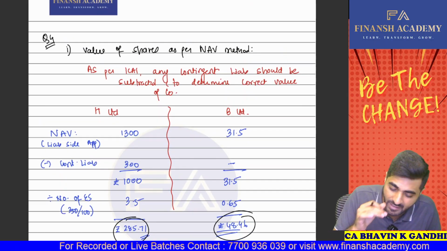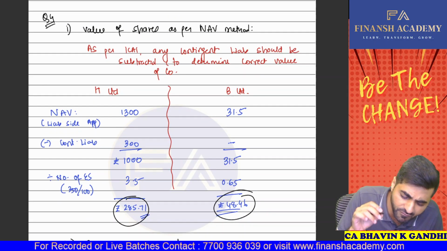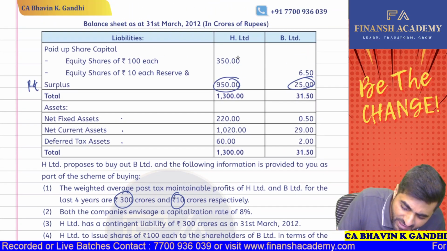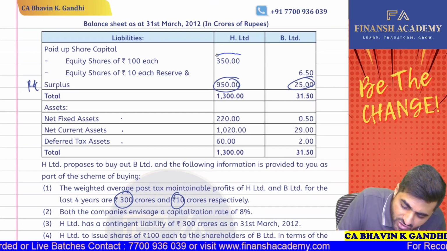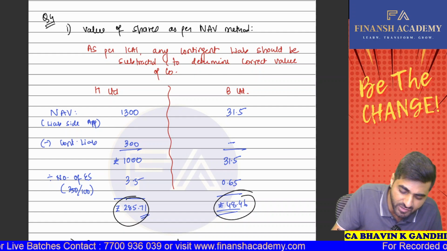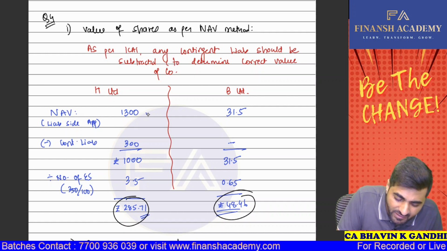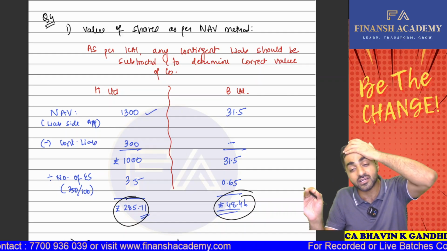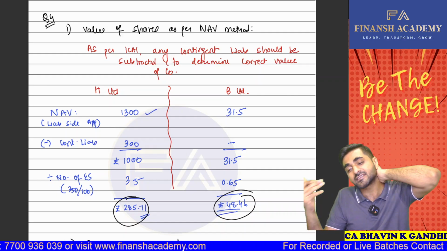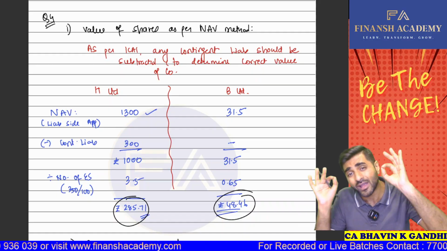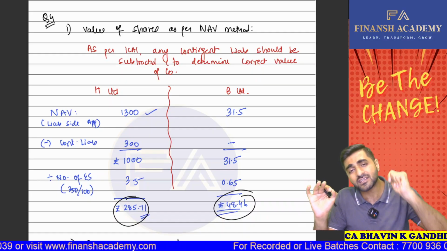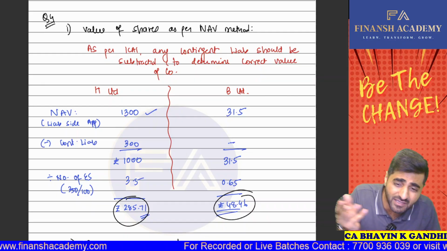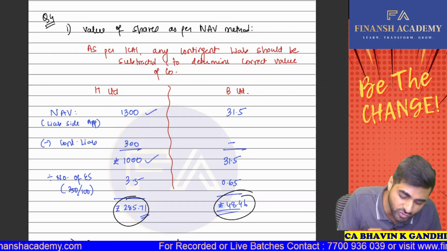So when we are talking about NAV, first of all, what is NAV? As per liability side approach, we'll be simply taking equity shareholders' funds. So whatever is the equity shareholders' funds of H Limited, we have taken that. But your institute assumes that whatever is the contingent liability, if it materializes in the future, we need to adjust that. Okay. So from this 1300, 300 crores of whatever is the contingent liability, we are subtracting it. So that brings us to 1000.